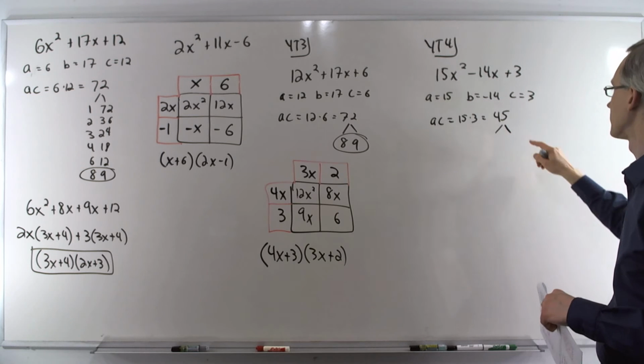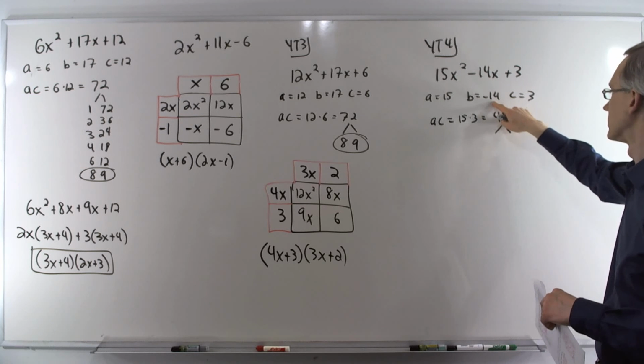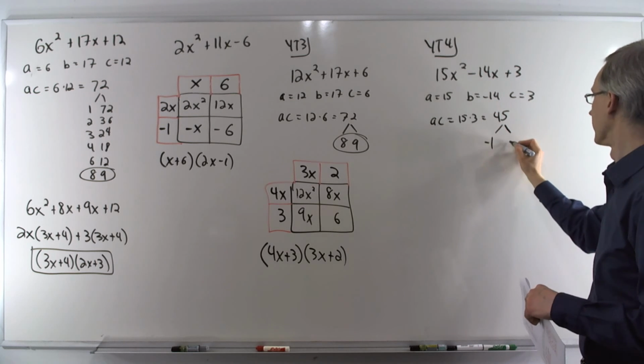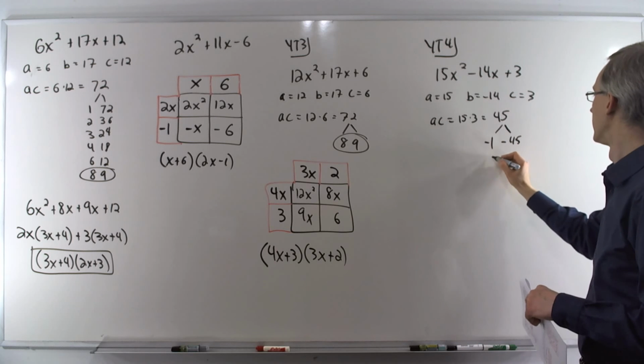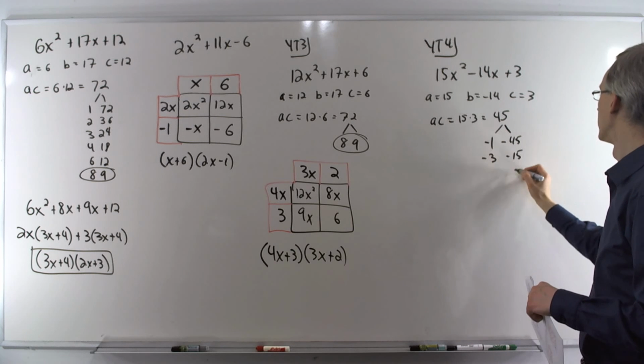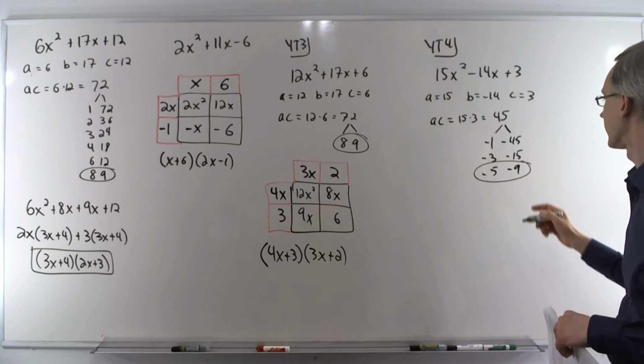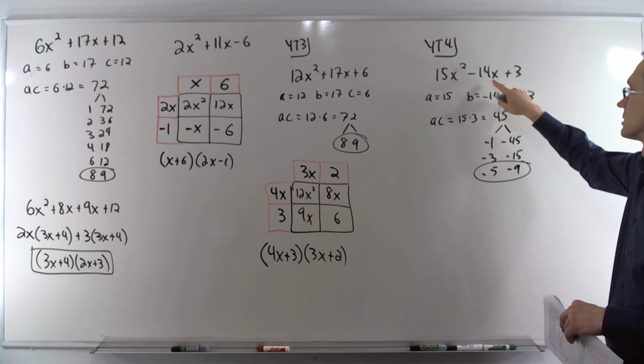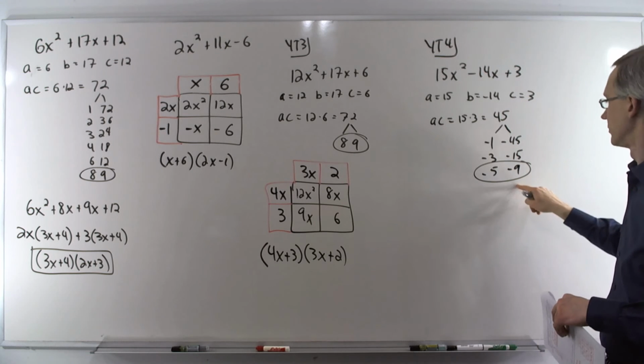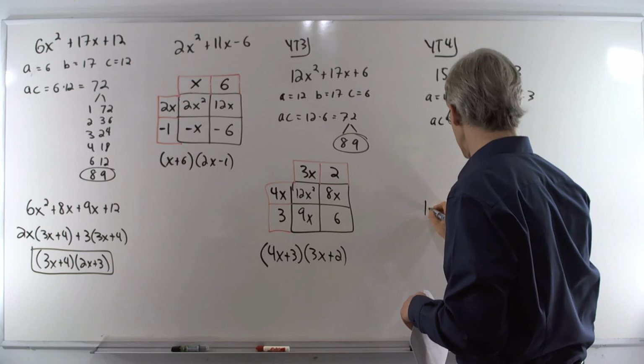Then we need two numbers that multiply to get 45, add to get negative 14. So those are going to be negative numbers. Negative 1, negative 45, negative 3, negative 15, negative 5, negative 9. And the two that add to get negative 14 are negative 5 and negative 9. So we're going to split up that middle term using these two numbers.